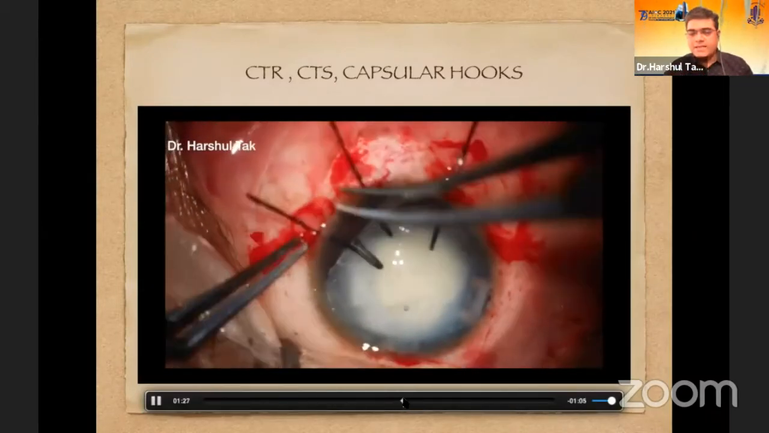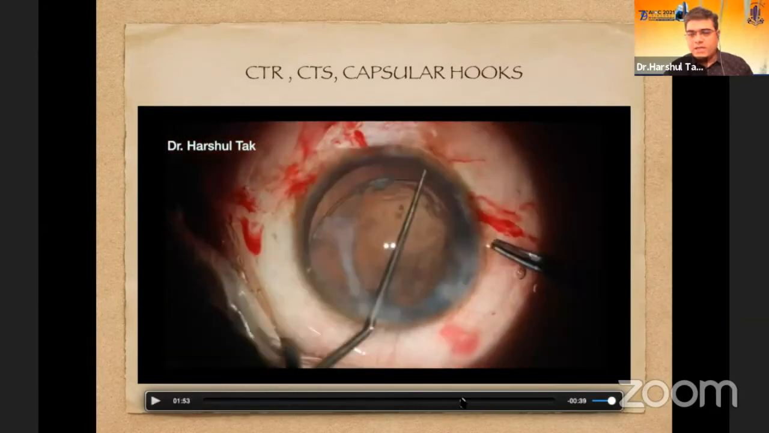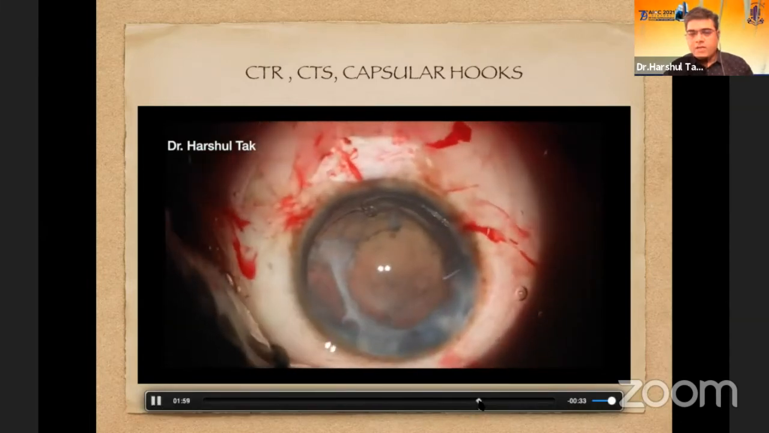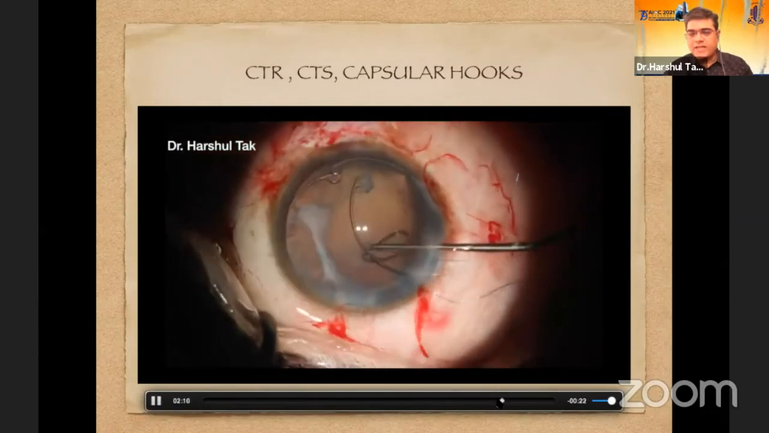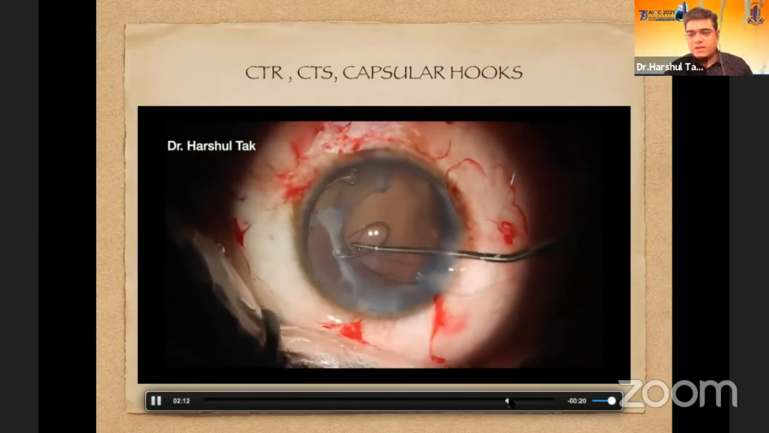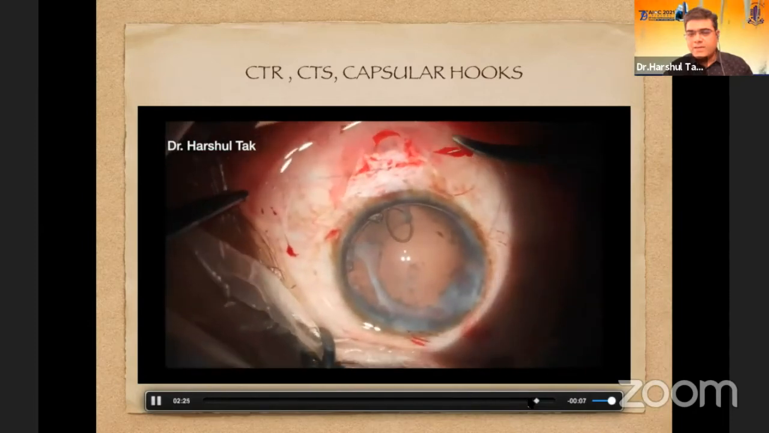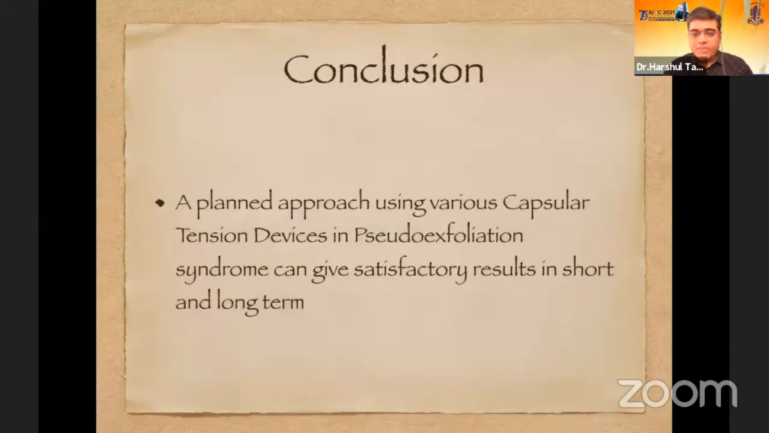And once you have stabilized it, you do phaco, take off all the nuclear and cortical matter, and put the CTR ring in. And once the CTR ring provides stability, here I'm using a capsular tension segment with 9-0 Prolene. You may also use Gore-Tex suture. So once this segment is put and it's tied to the sclera, it provides good centration and long-term stability to the capsular bag. So I think if we have a planned approach using various capsular tension devices in these cases, it can give satisfactory results in short and long term.